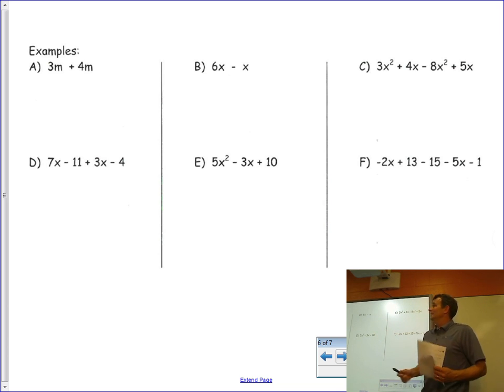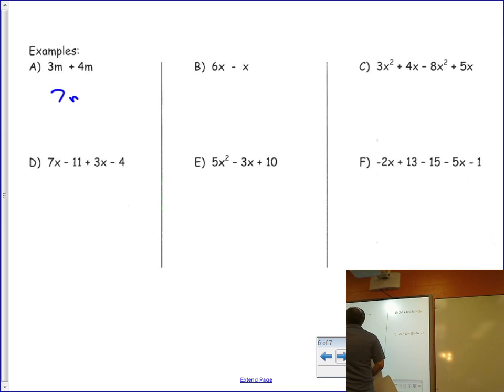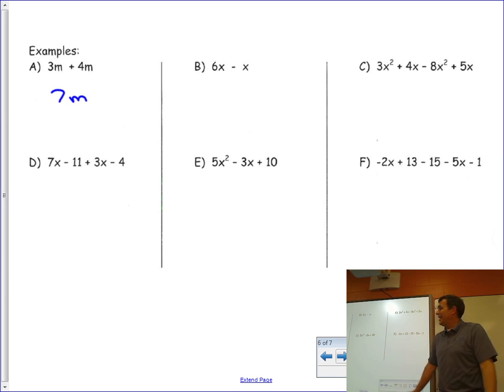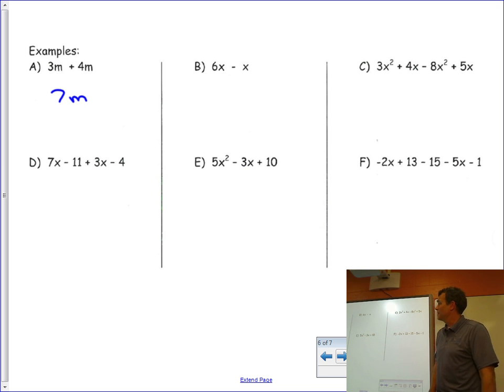All right, first example, 3m plus 4m. Yes, those are like terms because they both have just an m. So I add the 3 and the 4 together and get 7, and I keep the variable the same, m. Notice that the answer, 7m, would also be considered like terms with the two things you're adding together. It has the same variable and exponents.